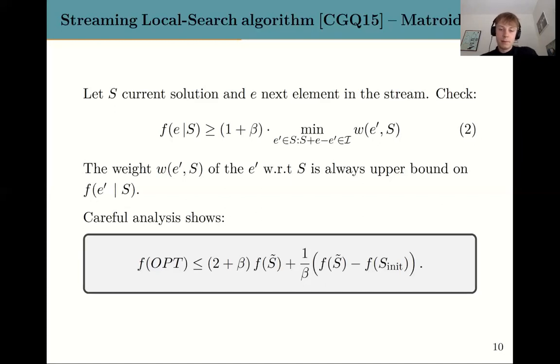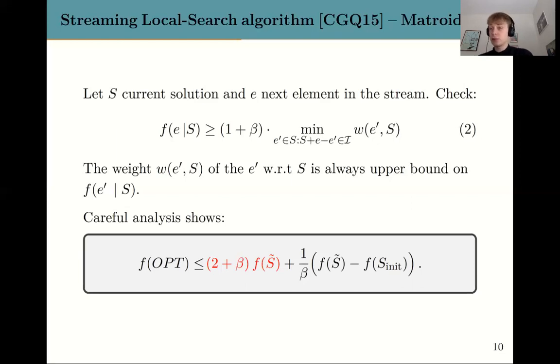Let me explain what those two terms are. What is highlighted in red is a part that you can't remove, because it's what you get from running this procedure in an offline setting. In an offline setting, you would just have a solution and do exchanges until you reach some local optimum, and you get this 2 plus beta approximation.